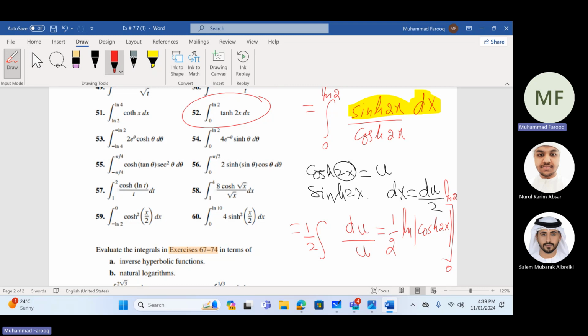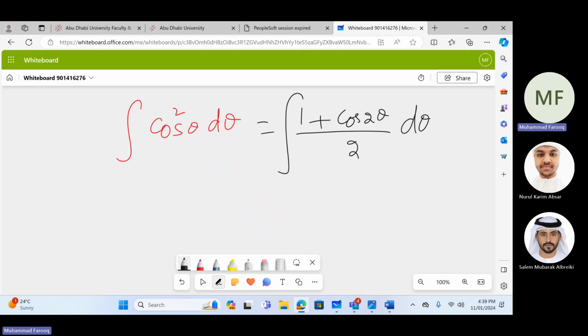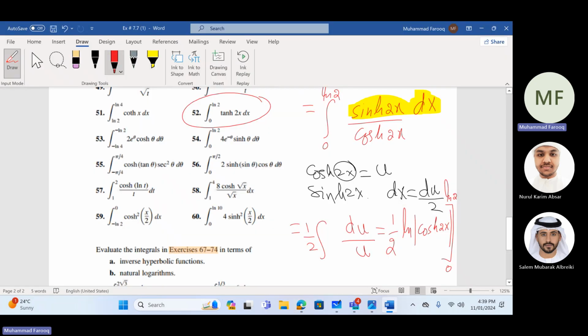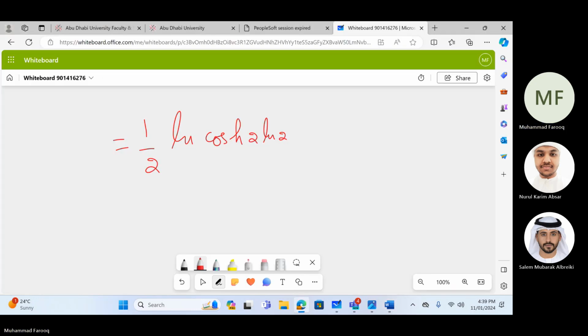Look to the left. Let me write the question number 52 here. So you have done 1 by 2 ln cosine hyperbolic 2 times ln 2, the upper limit. Am I right, please? Yes. And minus half ln cosh of 2 times 0, which is 0.